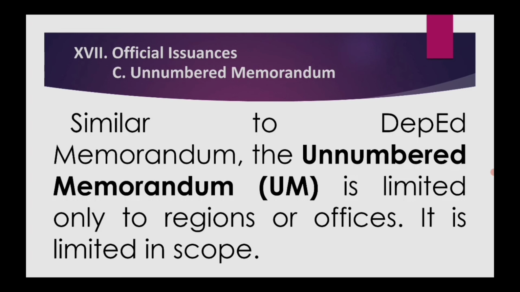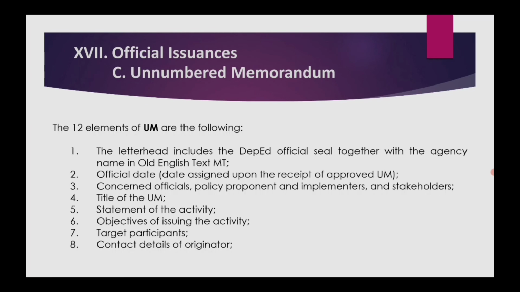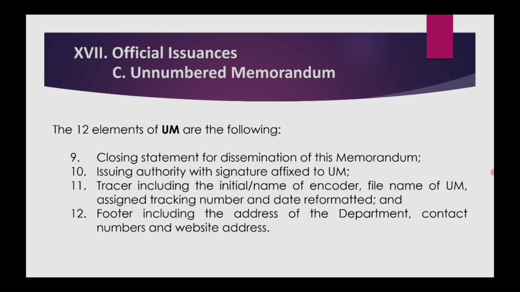Let's go now to the unnumbered memorandum. The unnumbered memorandum is similar to the DepEd memorandum. It is limited only to regions or officers. It is limited in scope. The 12 elements of the unnumbered memorandum are the following. The letterhead includes the DepEd official seal together with the agency name in all English text, official date, concerned officials, policy proponent and implementers and stakeholders, title of the unnumbered memorandum, statement of the activity, objectives of issuing the activity, target participants, contact details of originator, closing statement for dissemination of this memorandum, issuing authority with the signature affixed to the unnumbered memorandum, tracer including the initial name of encoder, file name of unnumbered memorandum, assigned tracking number and date reformatted, and footer including the address of the department, contact numbers, and website address.